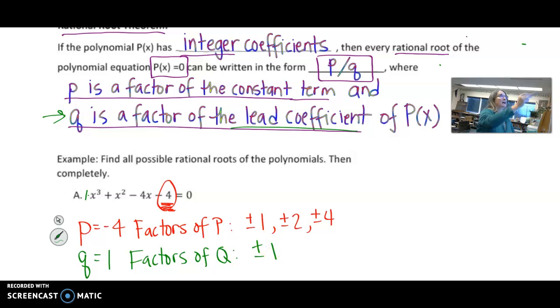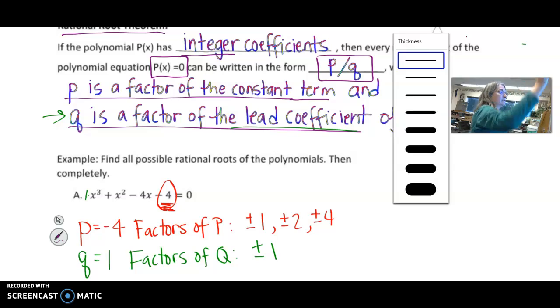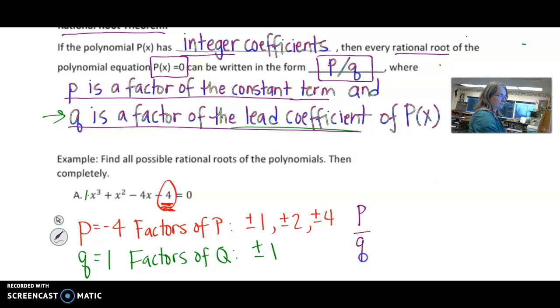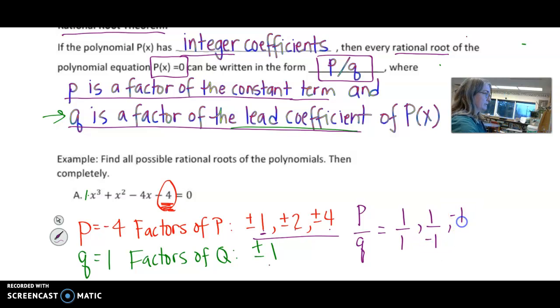So what we need to do now is find all of the combinations of factors of p divided by factors of q. If I take positive 1 and put it over, so I'm taking all of these numbers that are in red, dividing by the numbers in green. So 1 divided by a positive 1 is 1. I could do 1 divided by a negative 1, that's going to be -1. I could do -1, because I have a -1 up here, divided by a positive 1. Or a -1 divided by a -1.